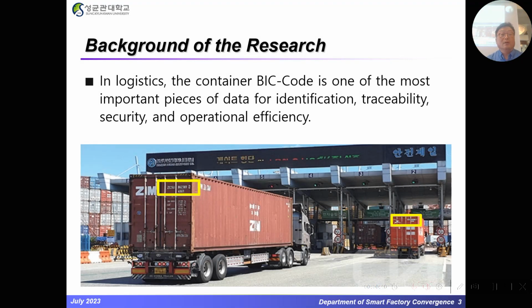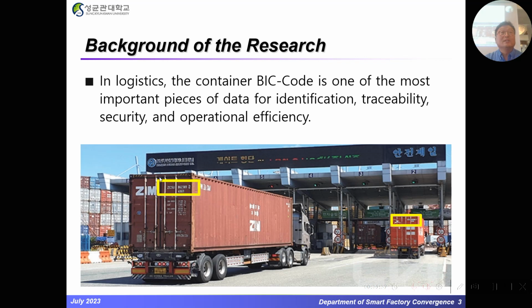The background of the research is that many companies are involved. My country is the number four logistics country in the world, and many companies manage logistics in my country and in the world. In logistics, the container BIC code is one of the most important pieces of data for identification, traceability, security, and operation efficiency. It is very important, for every item.